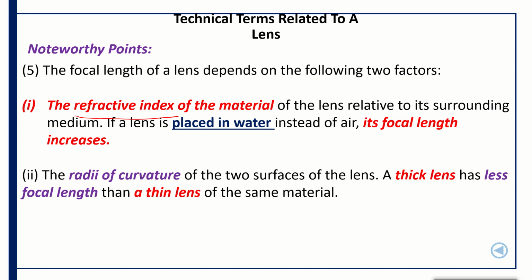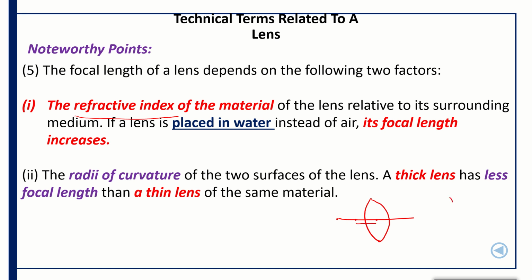Say, for example, if I am making a thick convex lens, and say this is the center of curvature and this is the optical center of that convex lens, then the focal point will be somewhere on the principal axis of this, and it is less, right?